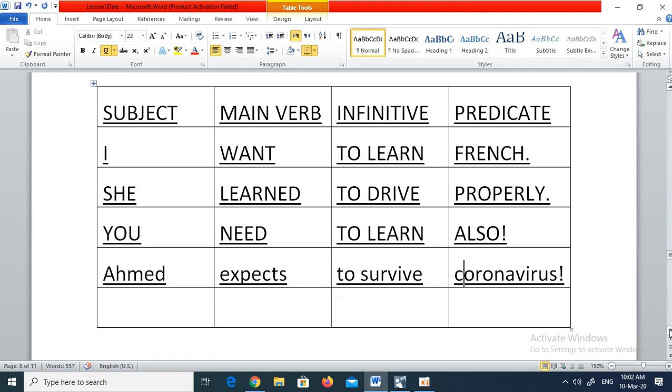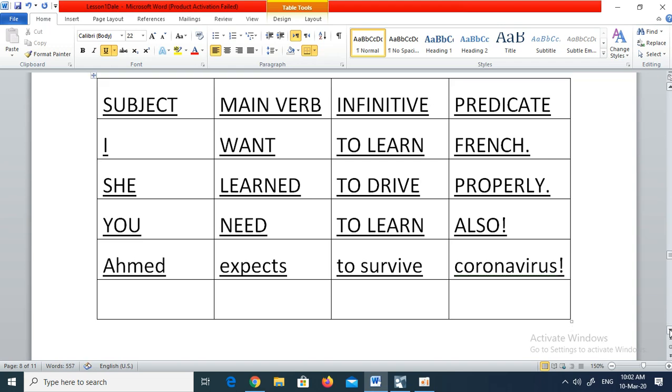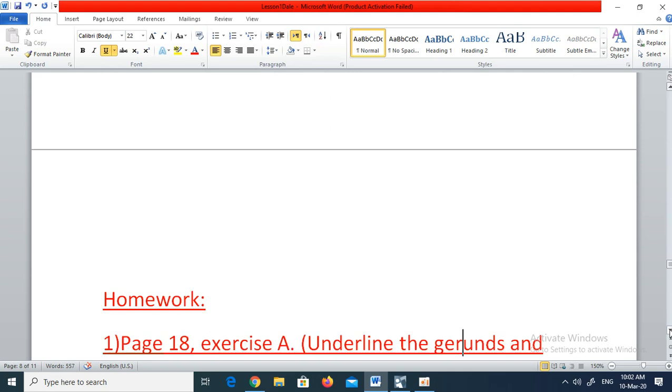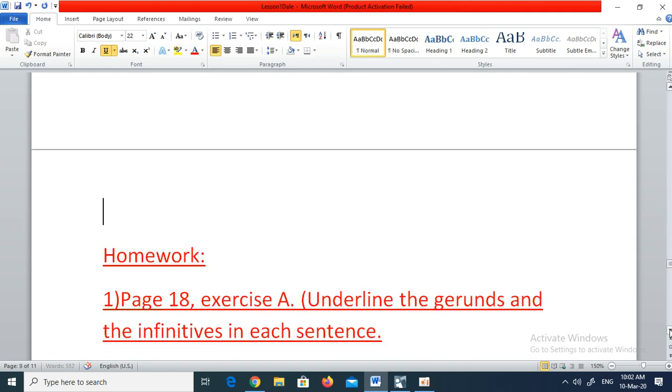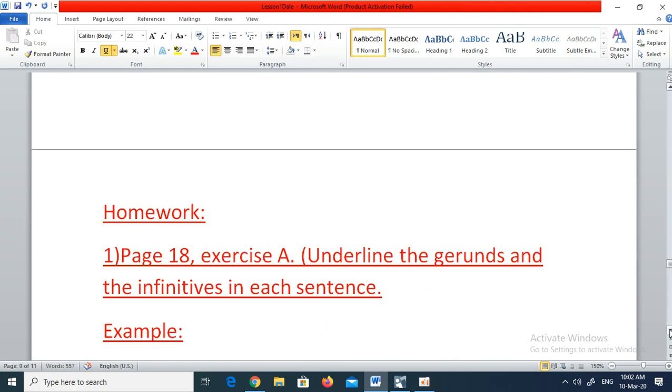Ahmed will be your subject. Because it is he, you have an S on the end of the main verb. You will use an infinitive to survive, and your predicate here is coronavirus. Okay, that is basically what we need to understand about the gerund and the infinitive. That is basically what we need to understand.